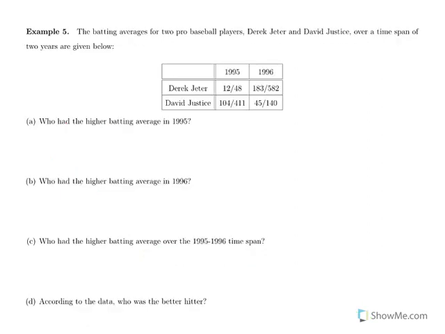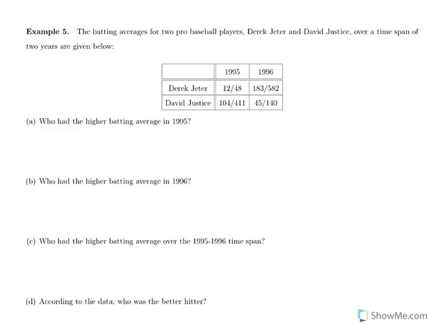All right, and let's look at one more example here. The batting averages for two pro baseball players, Derek Jeter and David Justice, over a time span of 2 years are given below. So we have how many hits they got out of a total number of at-bats in 1995 and 1996. Who had the higher batting average in 1995?